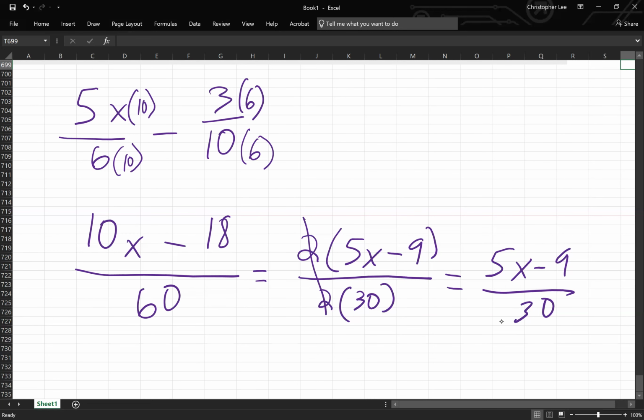So that's if you don't want to find the LCD, just put them together and be like, whatever happens, happens. But at the end, we have to reduce it. That's the tricky part. That's the tricky part. You know?